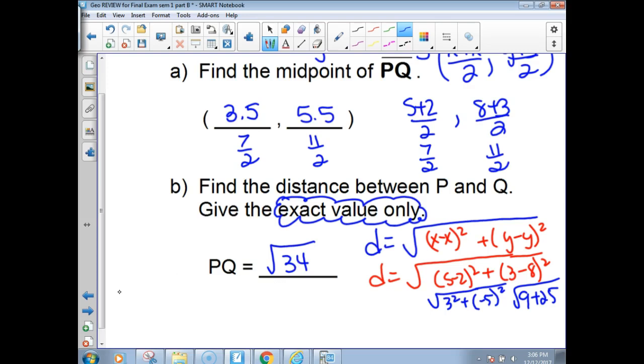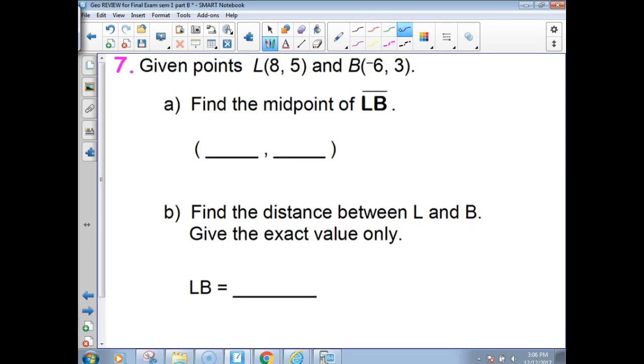Okay, so let's try another. We've got midpoint. You're going to add 8 plus -6 and divide by 2. That's 2 divided by 2, which is 1. To do the y's, you're going to do 5 plus 3 divided by 2. First add, 8 divided by 2 and get 4. So 1, 4. Any questions about that?